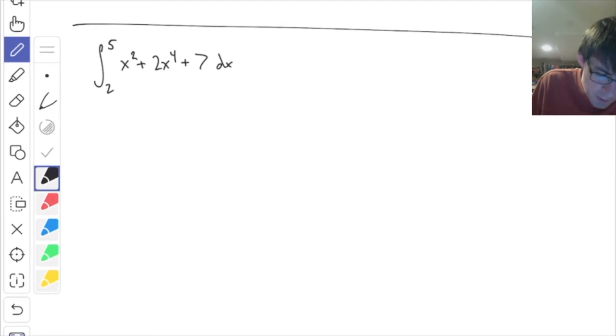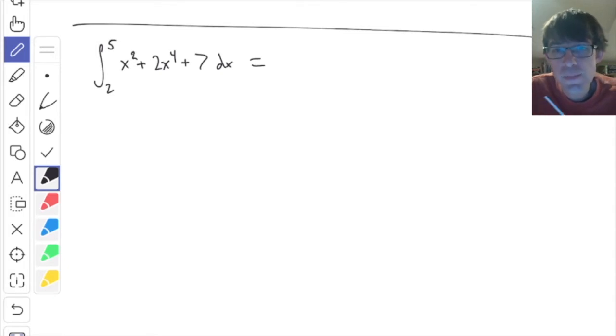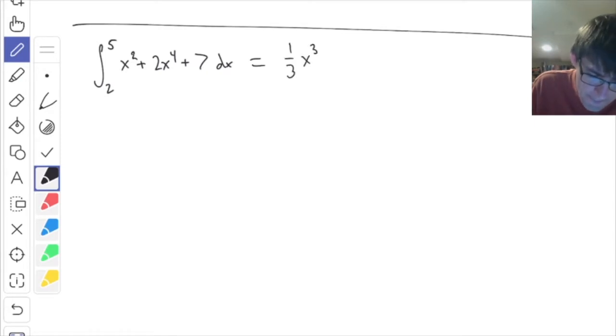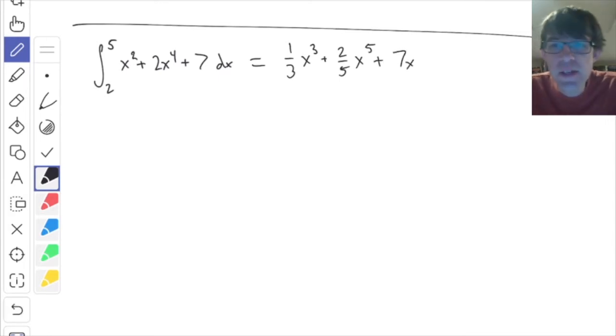Here's how we do it. It is going to be the antiderivative with a 5 plugged in minus the antiderivative with a 2 plugged in. The way we're going to write this is first we find the antiderivative. Can anybody shout out the antiderivative of that function? A third x cubed plus 2 over 5 x to the 5th plus 7x. Excellent. I like that. I hope you remember how to do the antiderivative.